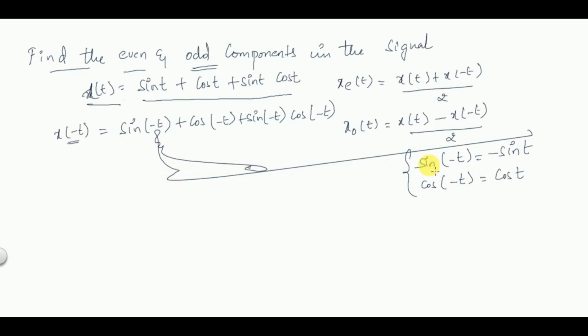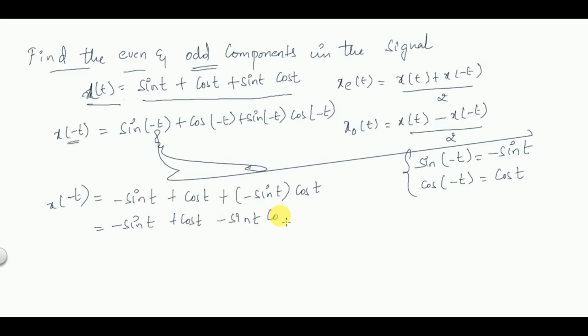Using this, so x of minus t is given by sine of minus t is minus sine t, plus cos of minus t is cos t, plus sine of minus t is minus sine t into cos of minus t is cos t. So totally you'll get minus sine t plus cos t minus, so plus into minus is minus, so minus sine t into cos t.